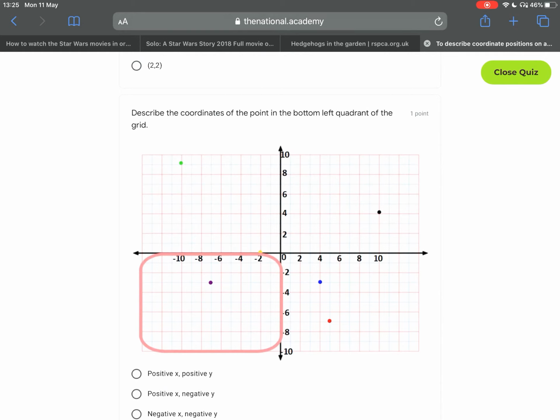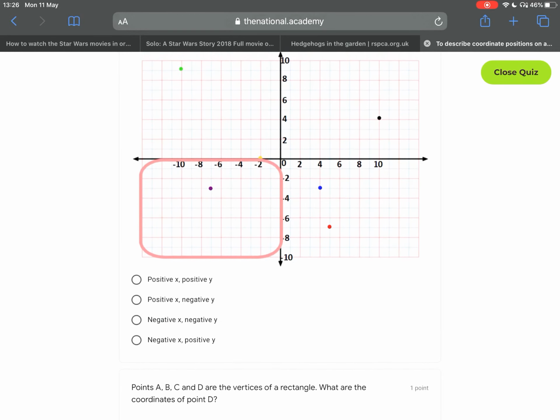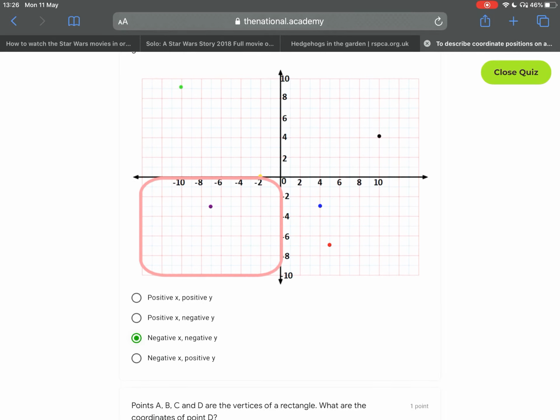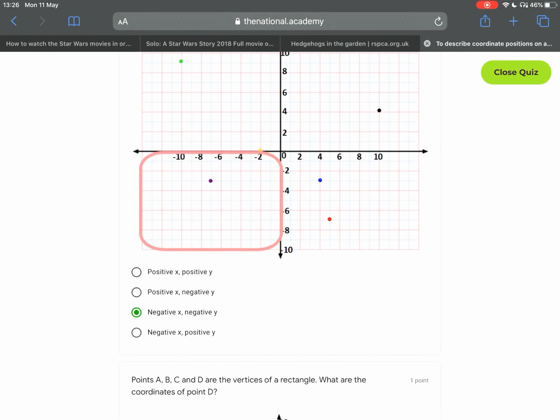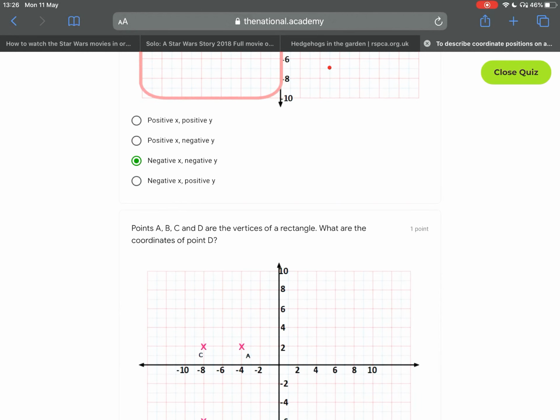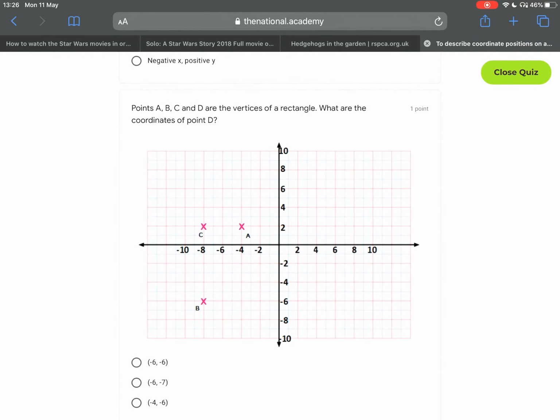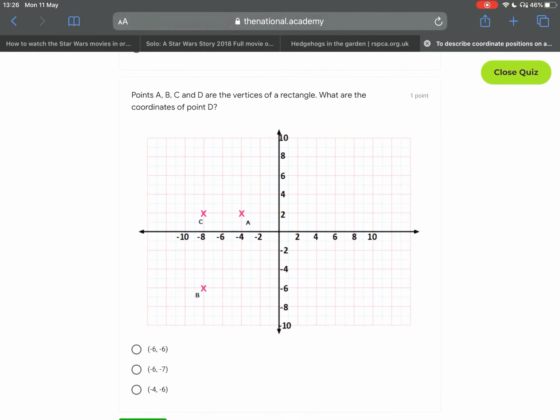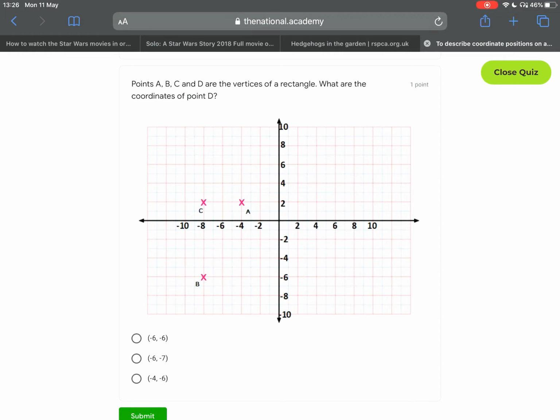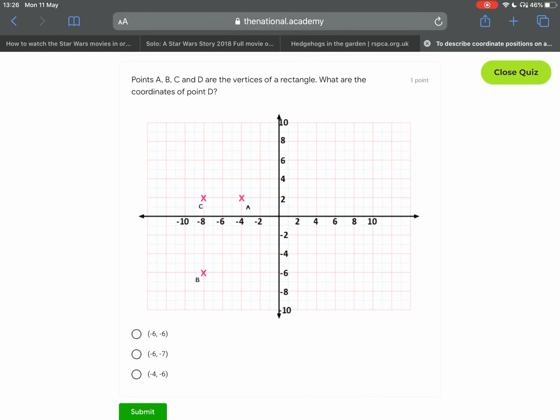Describe the coordinates of the point in the bottom left quadrant of the grid here. So all the coordinates in that quadrant there, they would all be negative x, negative y. Points A, B, C, and D are vertices of a rectangle. What are the coordinates of point D? So I'm guessing this means rectangle. Yeah. And so the answer would be minus 4, minus 6.